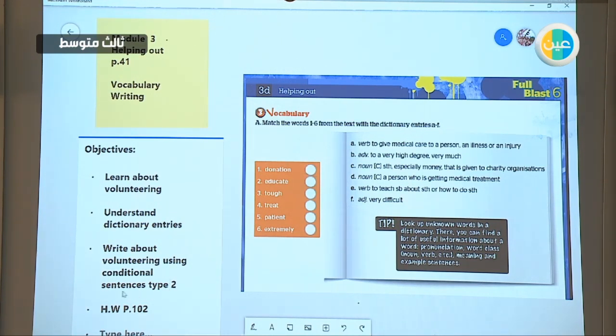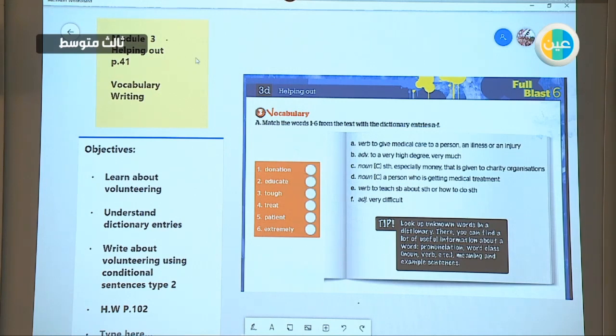And previously, in the last lesson, we talked about how to form sentences using conditional sentence type 2, when we use if plus the past tense, and would or could in the main clause. You are going to have homework on the workbook page 102.